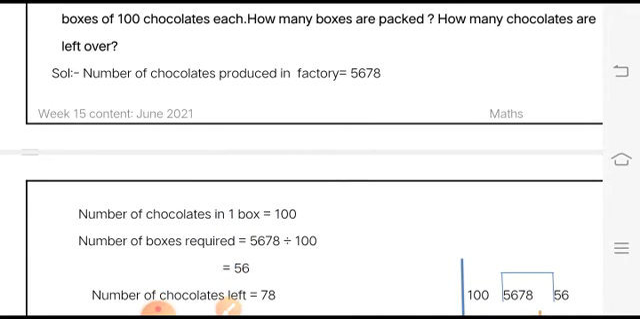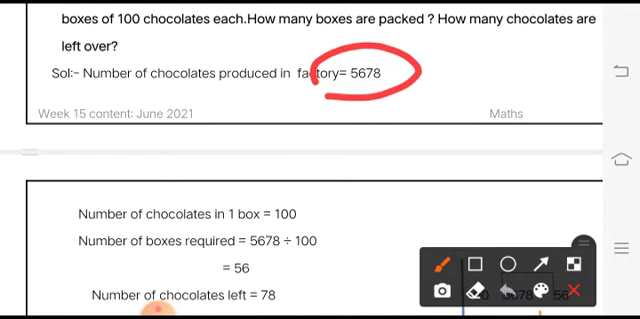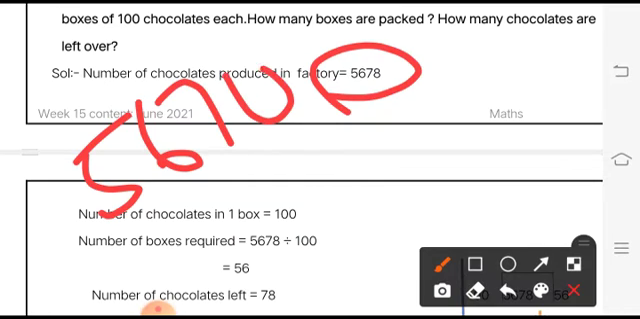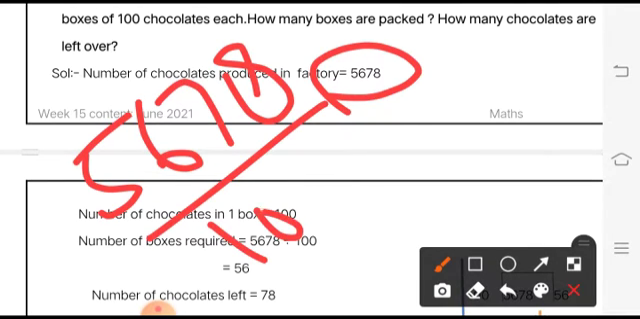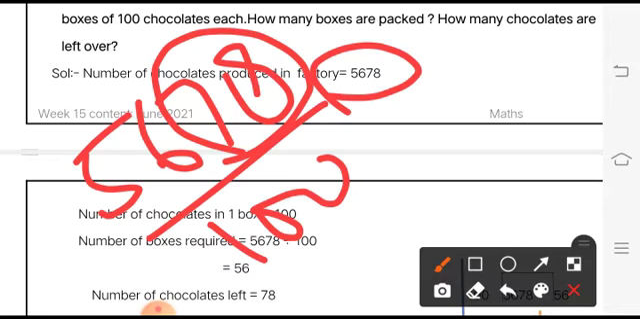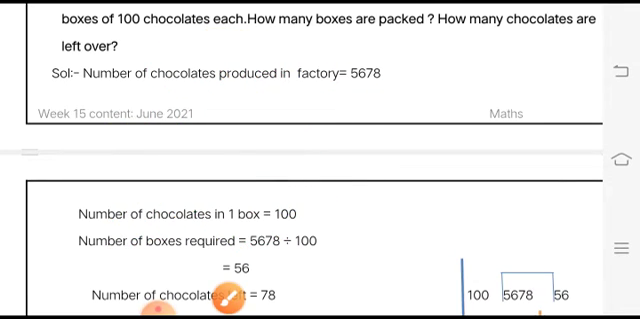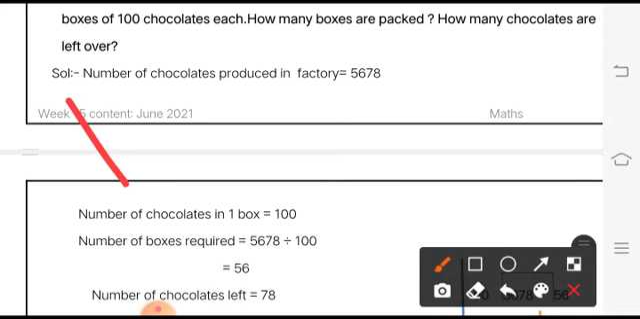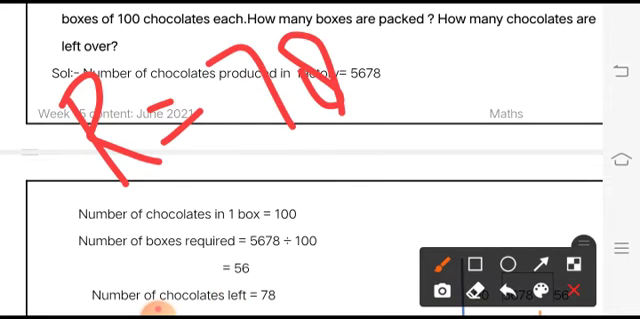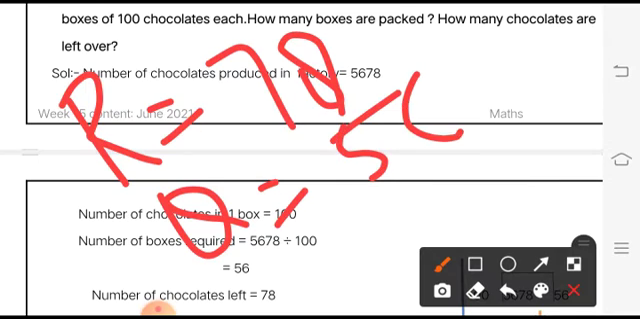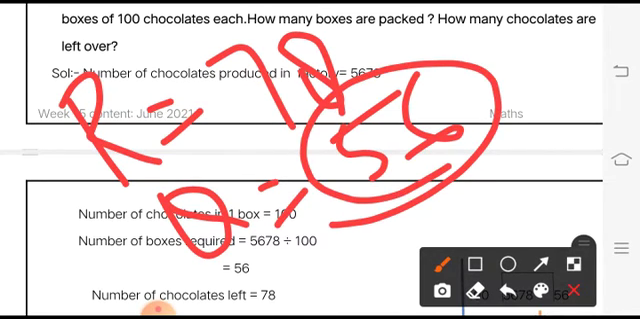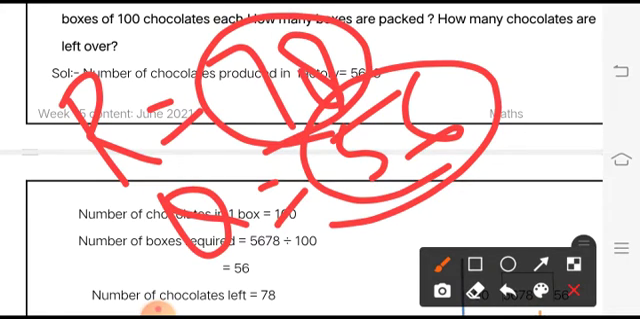That means we have to divide the total number of chocolates that are produced by 100. And all of you know, when we divide any number by 100, the last two digits are the remainder and the rest of the digits are quotient. That means here remainder is 78 and quotient is 56. It means 56 boxes are packed and 78 chocolates are left unpacked.